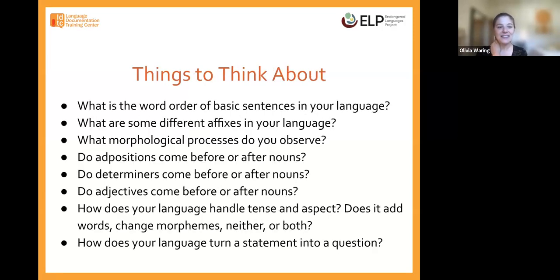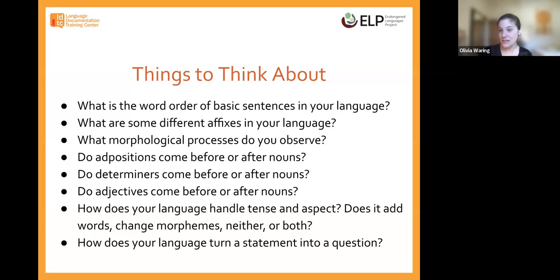So just to leave you with a little bit of inspiration, a little bit of starting thoughts as you launch your documentation work, things to think about are, what's the word order of a basic sentence in your language? What about a non-basic sentence? What about a question? Can you identify some of the affixes that occur in your language? In English, we have the S affix, which makes things plural and makes verbs present tense. What are those similar affixes in your languages? Are there any morphological processes that you can observe, like reduplication?